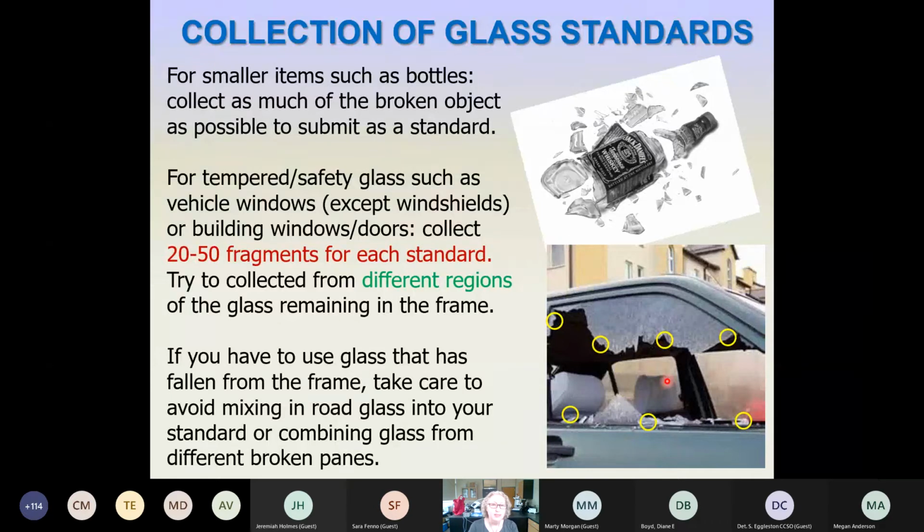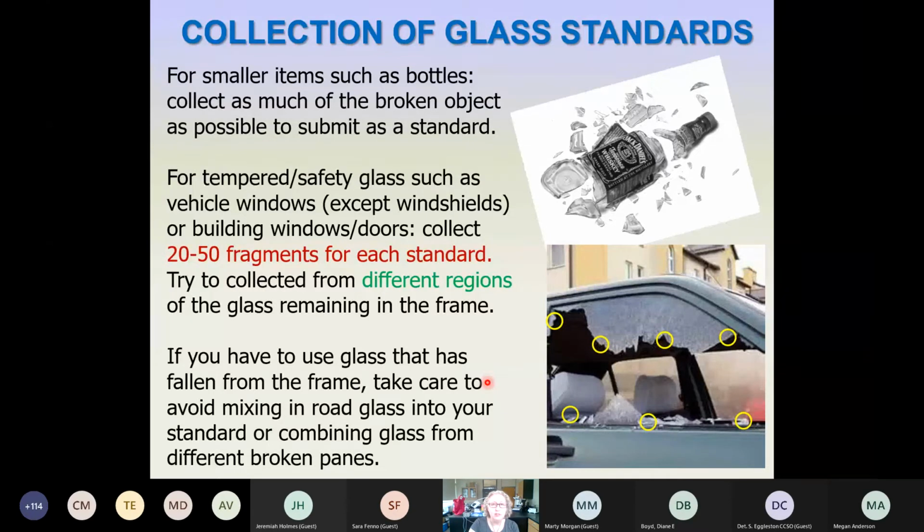Please try to avoid mixing in just road glass that happens to already be there, or combining glass from different windows. So if you had multiple windows in this vehicle, try to collect from inside where it hasn't mixed with the next broken window if possible.